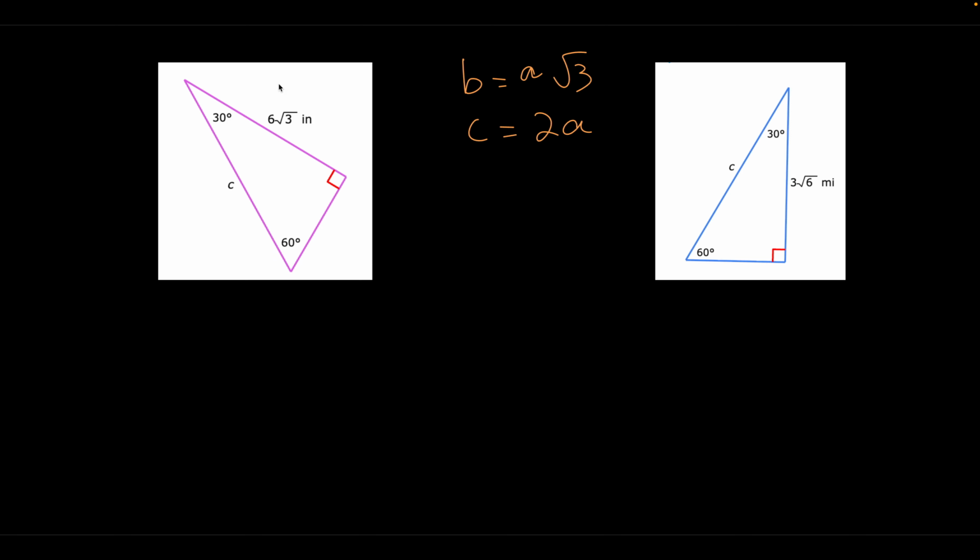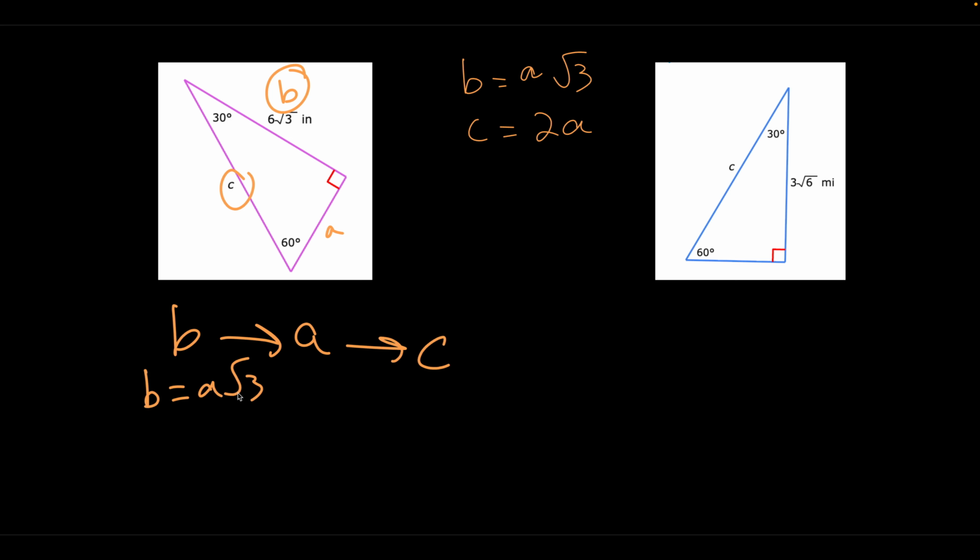Again, label A, B, and C. So we should know how to do that. This is A, this is B, this is C. We're trying to get to C. They give us B. So from B, we're going to find A, and then we're going to find C. That's the game plan. So B is equal to A square root of 3.